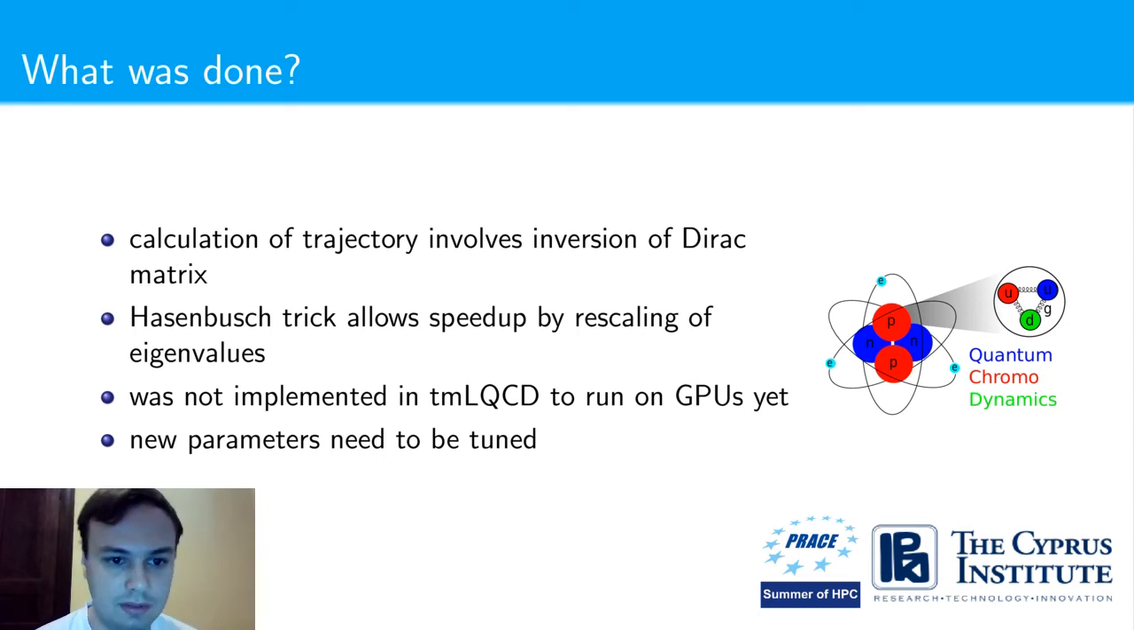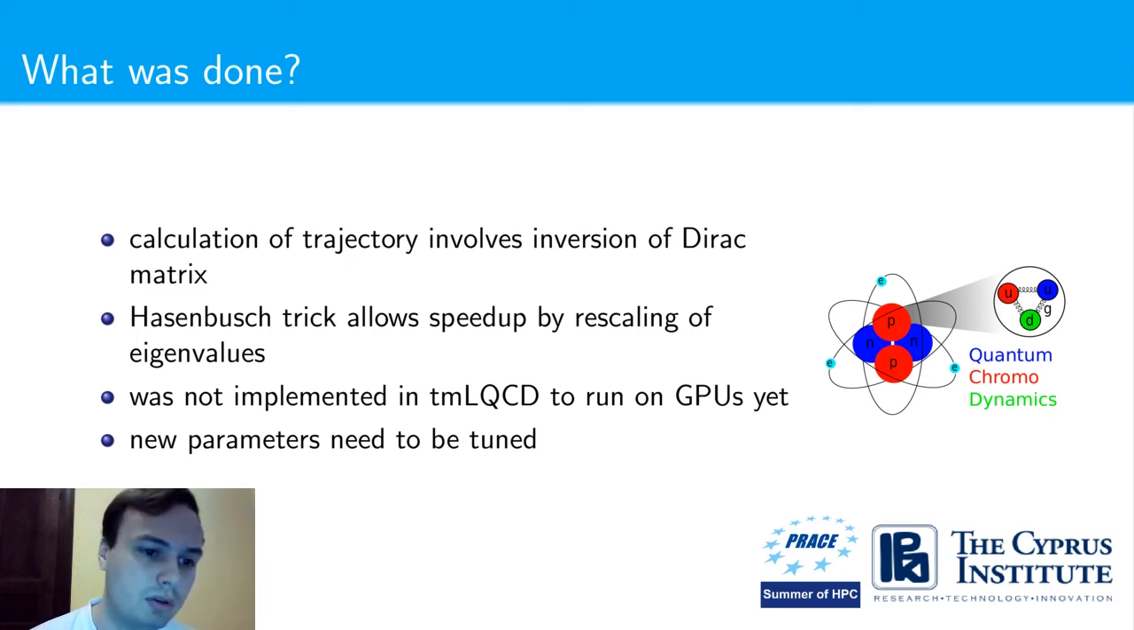The inversion is done by the conjugate gradient algorithm, which runs faster for large eigenvalues. So we simply rescale. This had of course already been done in tmLQCD, the lattice QCD package used by the group here in Cyprus, but the calculations could not be done on GPUs yet. Additionally, this trick adds some new parameters, which need and have been tuned to make the code run properly fast.